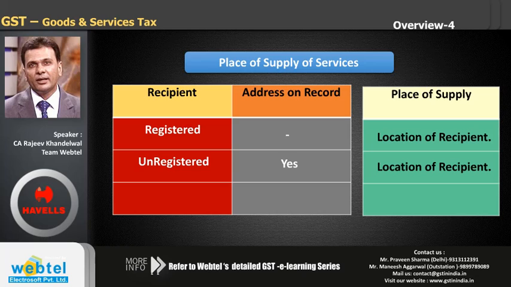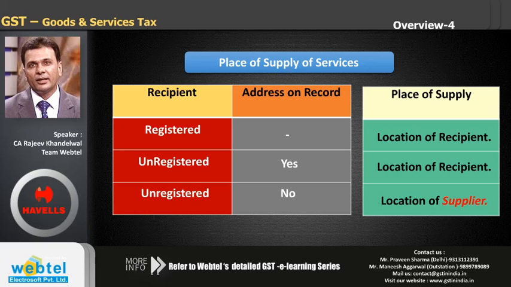So if I am supplying services from Delhi, I am a registered dealer, and I am supplying to an unregistered person who is located in the state of Haryana, and I have his address. In that case, the place of recipient, that is Haryana, will be the place of supply of services. But if I do not have the address on record in the same case of this unregistered person in the state of Haryana, in this case the location of the supplier will be the place of supply.